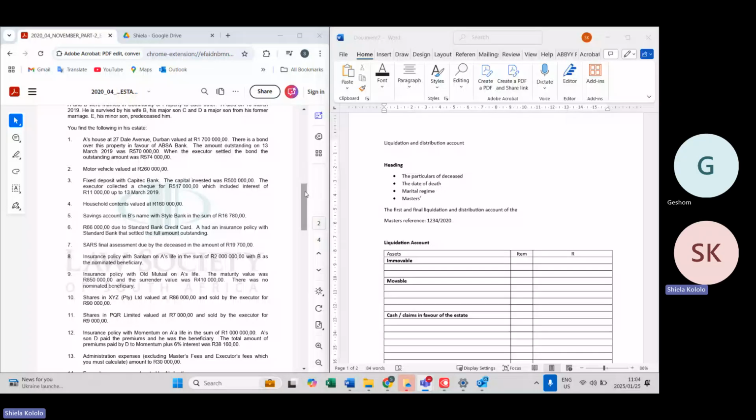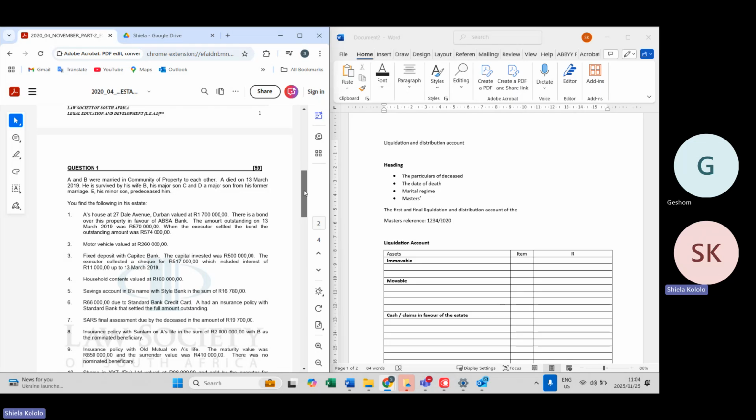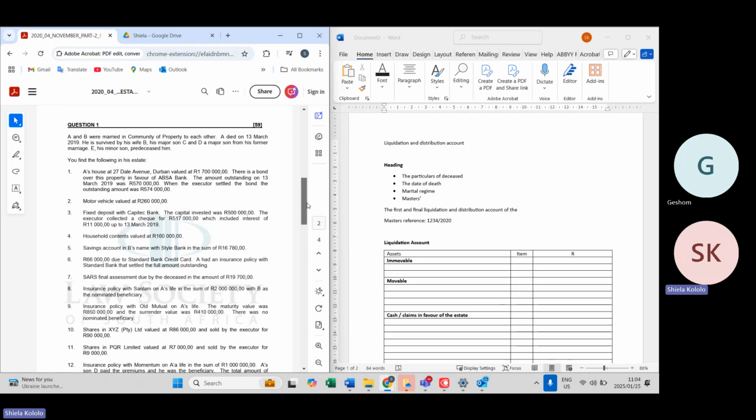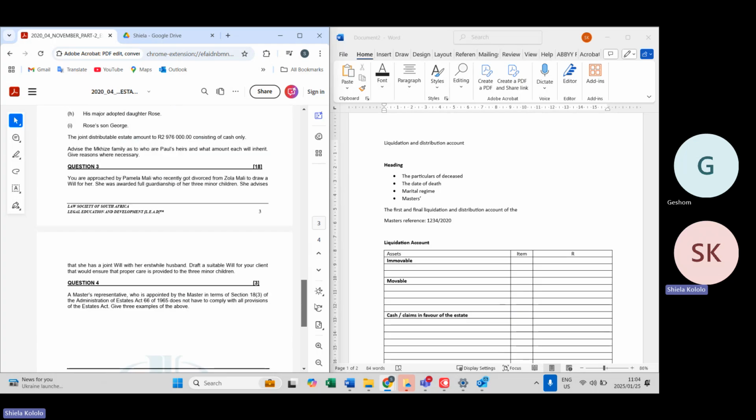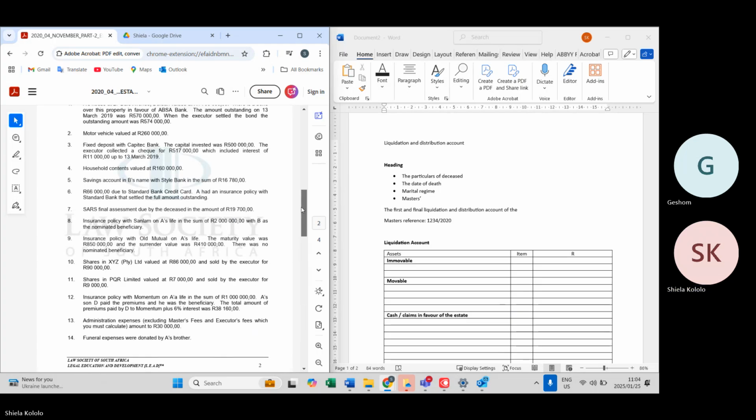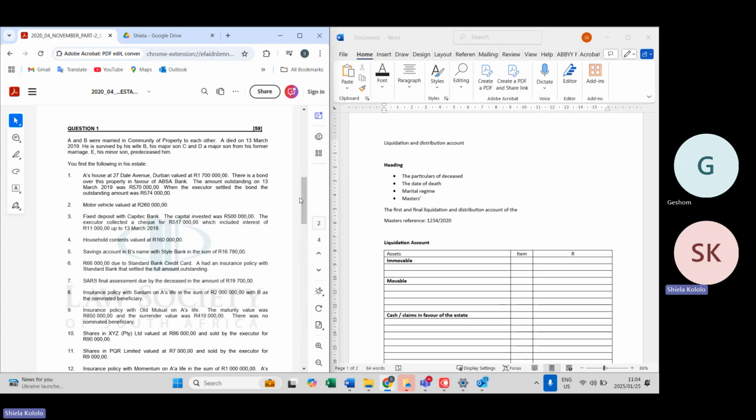The 2020 November paper, the liquidation and distribution account. Here it is. It was out of 59. You see, when you've got this question perfectly, you can pass. So you must make sure that every time you go into that exam, you are ready for your liquidation and distribution account. All right, so let's start.